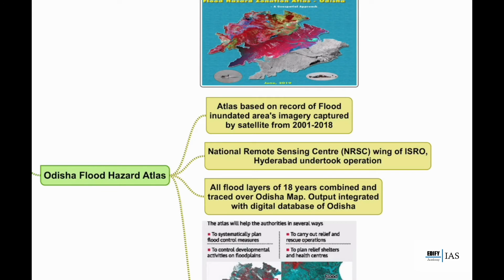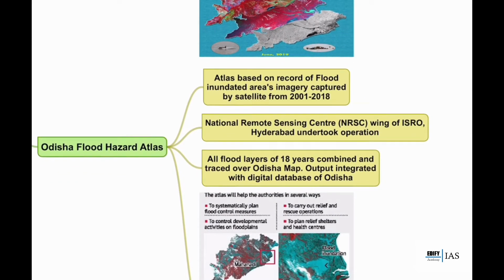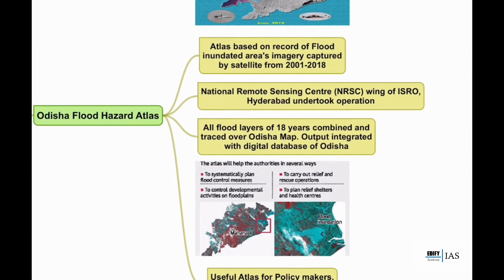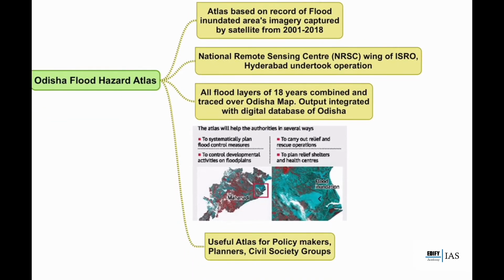So this atlas is based on record of flood inundated areas, and the imagery is captured obviously by a satellite from 2001 to 2018, and the National Remote Sensing Center, that's NRSC of the ISRO, is what is taking a lead in doing this for Odisha. So all the flood layers of 18 years are combined, and they're integrated with the Odisha digital database. So this helps out any policymakers, planners, or civil society groups to utilize this information that has been integrated into the digital database.